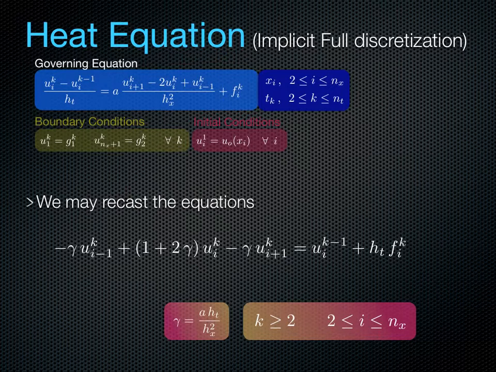Negative gamma multiplying u superscript k subscript i minus 1, etc., is equal to etc., etc. So in this equation, the values of the field variable at time equals t_k are arranged or lumped onto the left-hand side, and the value of the field variable at the previous time is left on the right-hand side. The driving function is always known anyway, so we're not really concerned about that.